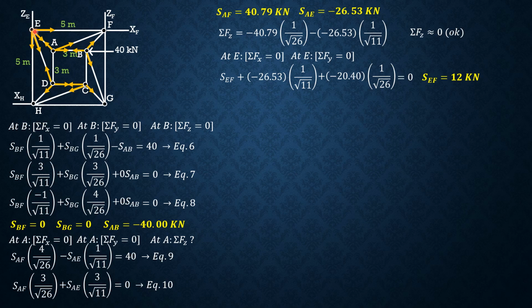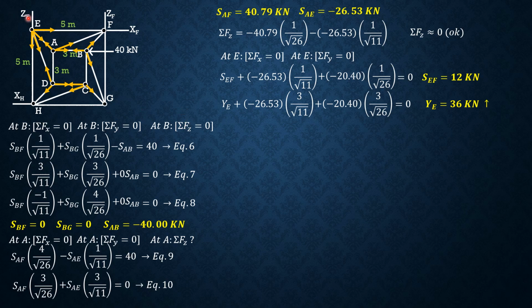So let's assume that the vertical reaction at E is upward, or pointing our eyes. So YE, AE is upward, and DE is also upward. So YE plus negative 26.53 times 3 over square root of 11, then plus DE, which is negative 20.4 times 3 over square root of 26, then equals 0. So from there, we can solve YE. It is equal to 36 kilonewtons. So it is positive, so it is upward.